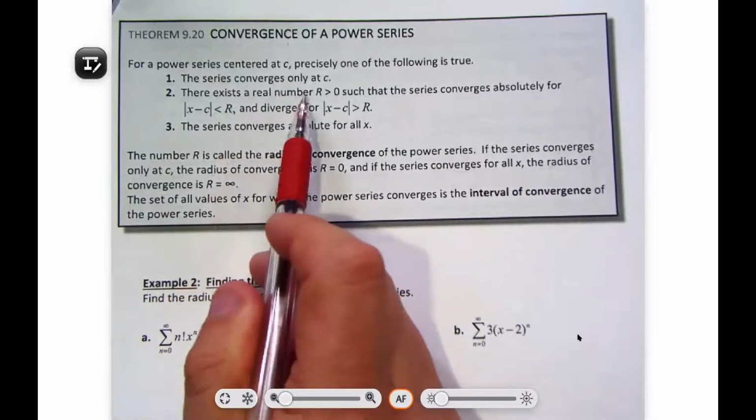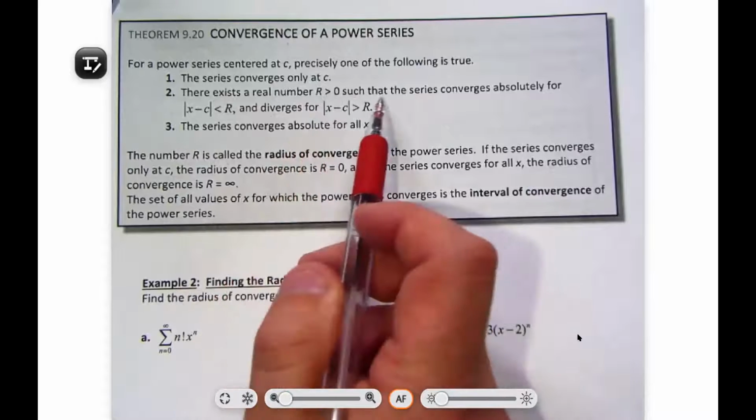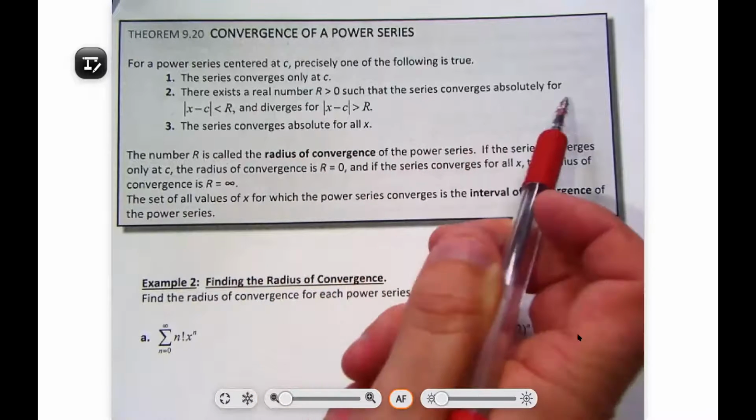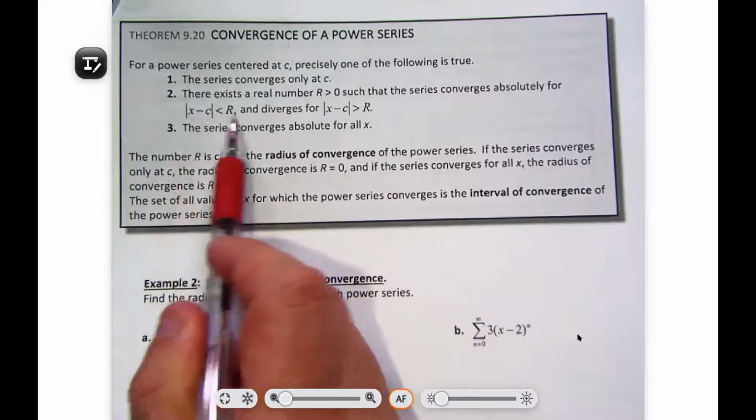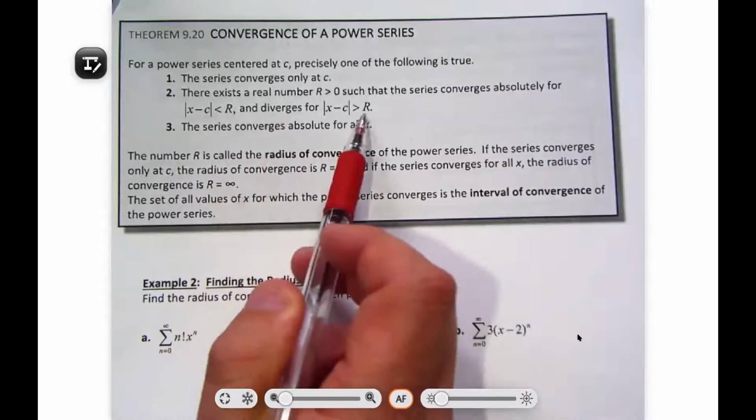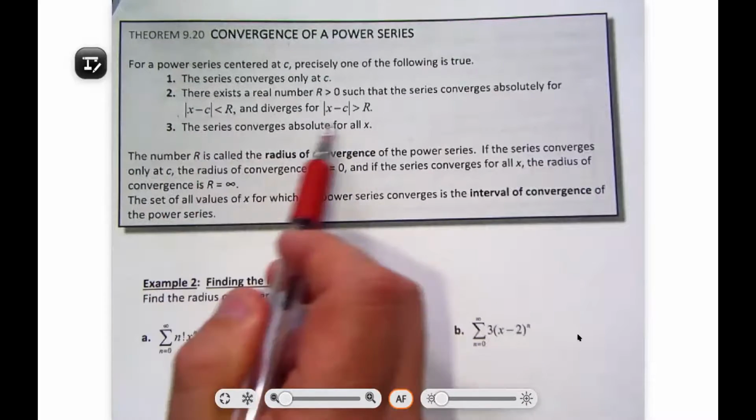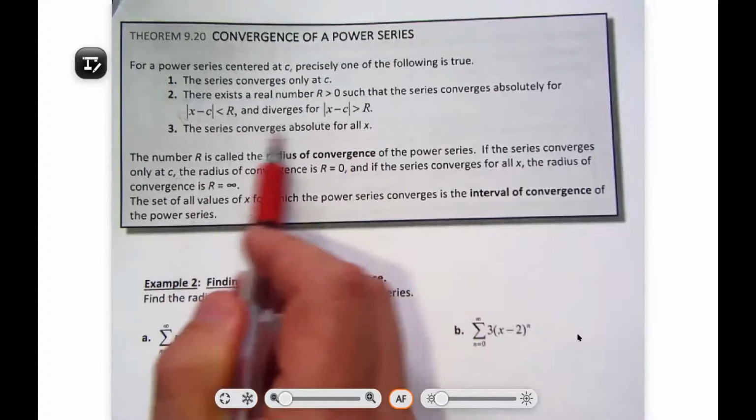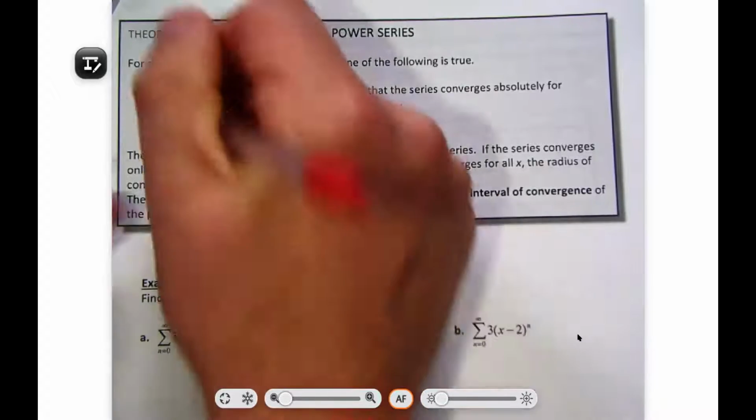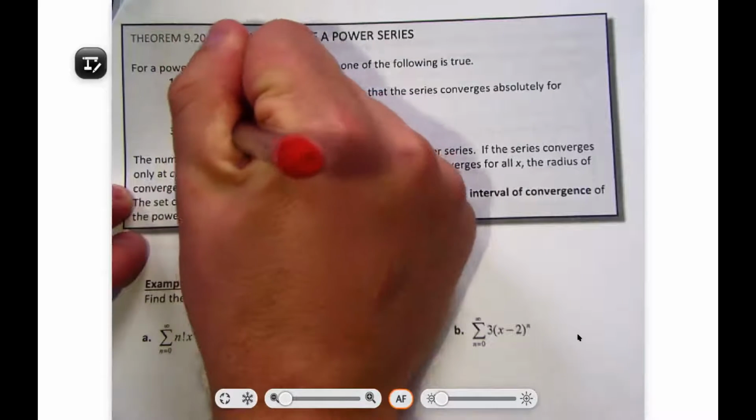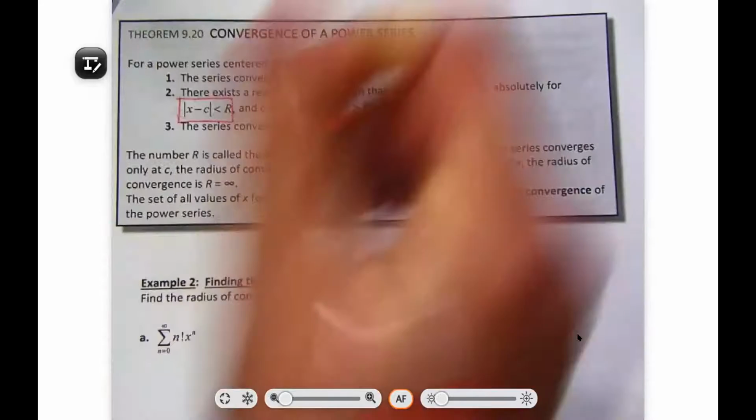There exists a real number r greater than 0, such that the series converges absolutely for this right here and diverges for anything greater than r. This is pretty much what we're going to be focusing on a lot today. We're going to be trying to get our ratio test to eventually look like this right here.